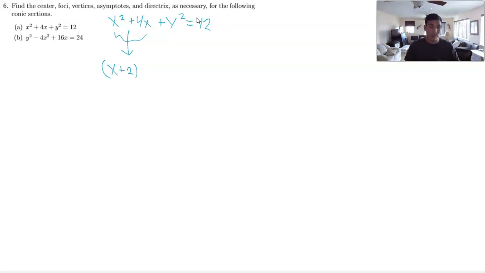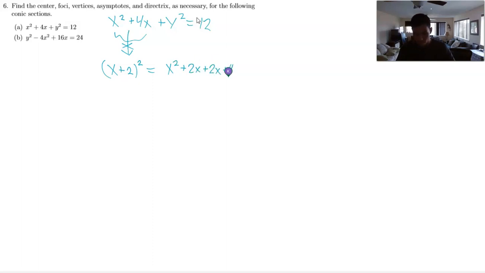If you guys don't know how to complete the square, that's important. But I'm going to teach you guys a method without completing the square. You may think this is easier or harder, but either way I will teach it. Okay, so think about x plus 2 squared. And by the way, these are not equal. X plus 2 squared, what does that turn out to be? It turns out to be x squared plus 2x plus 2x plus 4. So it's really close. It's actually x squared plus 4x plus 4.